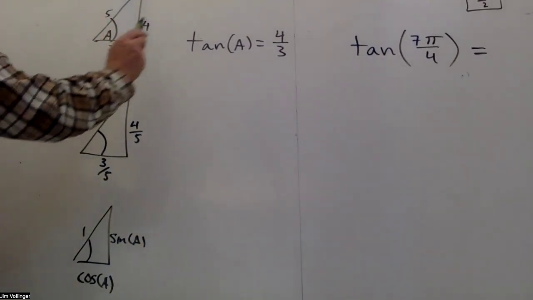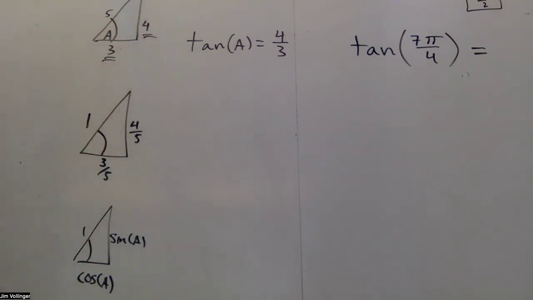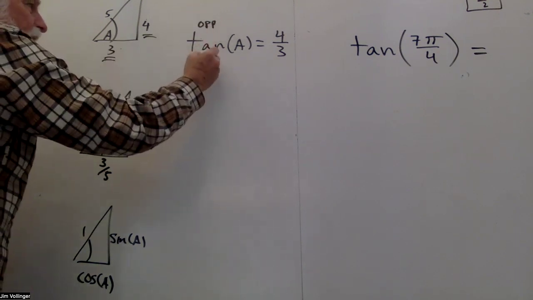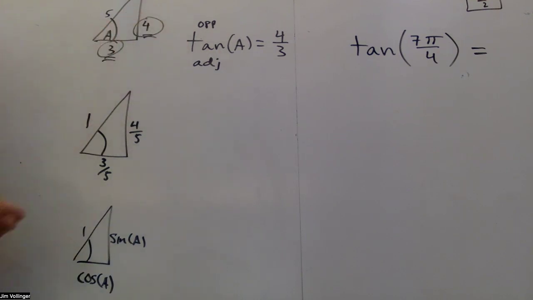3, 4, 5. What's the tangent of angle A? 4 to 3. So what's the definition of tangent? Opposite over adjacent. The opposite side divided by the adjacent side.